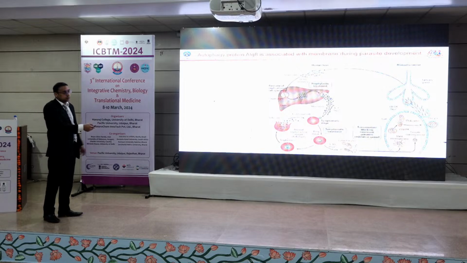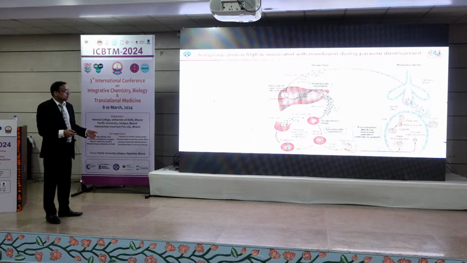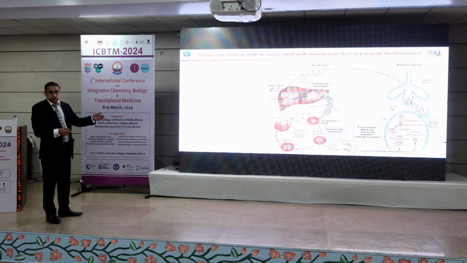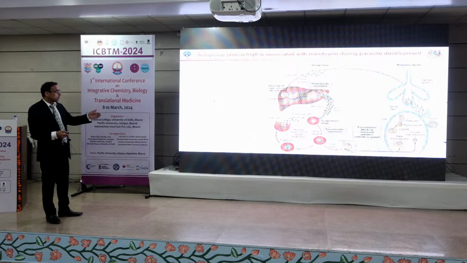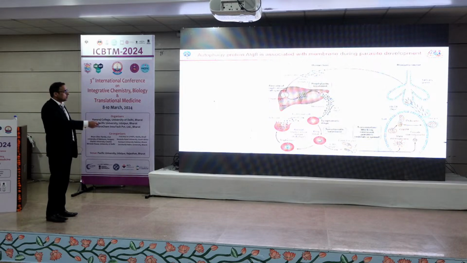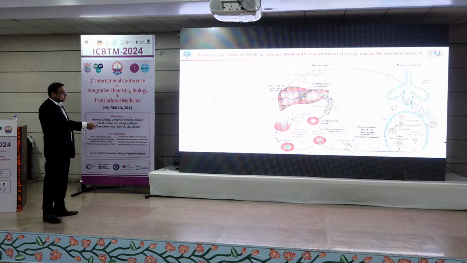The ookinetes infect the midgut wall and form the oocyst, which forms thousands of sporozoites. These sporozoites travel to the salivary gland, and when the mosquito again probes for a blood meal, it inoculates sporozoites into the human skin. From the skin they travel to the liver, mature into thousands of merozoites, and then finally they reach the blood.